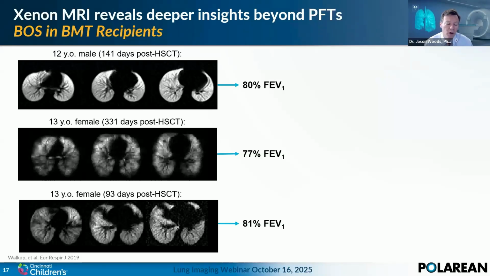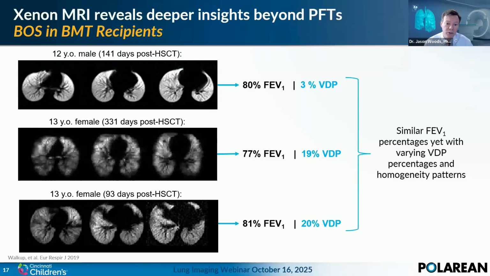The top patient, or all three patients, are post-bone marrow transplant, and they have approximately the same spirometric values for FEV1. So if you click through, the top patient is very, very uniform, almost no ventilation defects. And so by volume, this was 3% of the lung, so basically normal. The second patient, you can see, is considerably different from the first. So small, subtle defects around the pleural surface, little wedge-shaped defects throughout the lung. And that was 19% VDP.